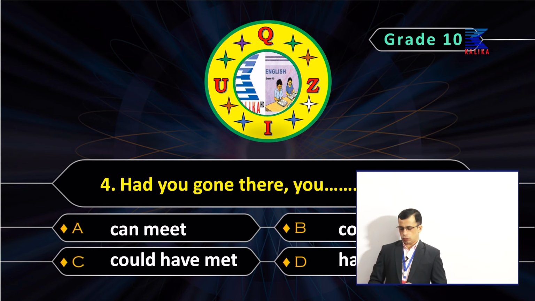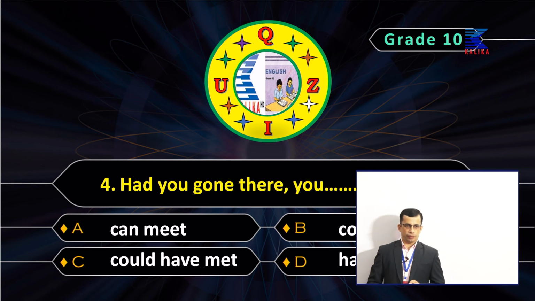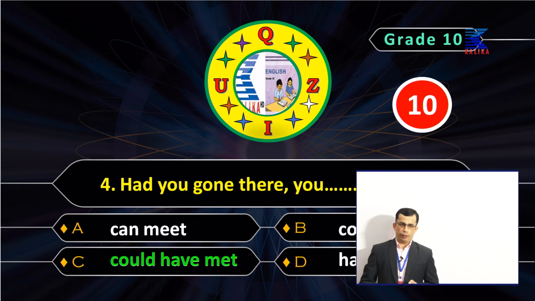See, can meet, could have met, had met. Past perfect tense has been used in if clause. So, could have verb 3 in main clause, right. Could have met.